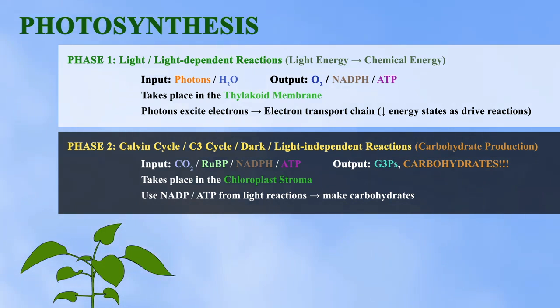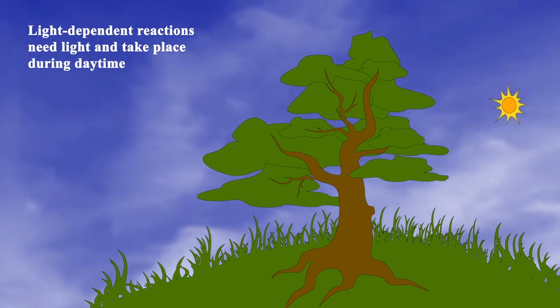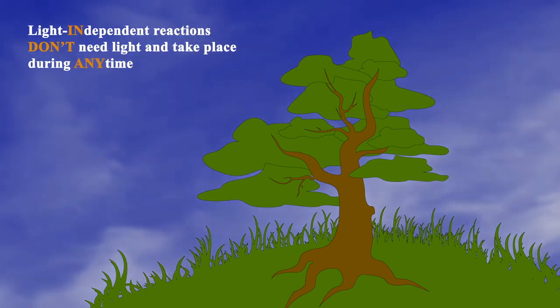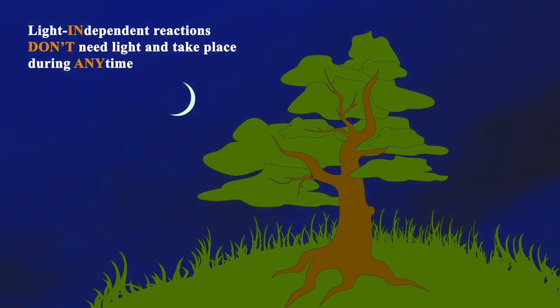Meanwhile, the light-independent reactions, often referred to as the Calvin cycle, involve the input of the high-energy molecules produced in the first phase, as well as carbon dioxide and RuBP, to produce carbon-based molecules the plant can use, such as glucose. These reactions take place in the chloroplast stroma. Light-dependent reactions need light and take place during the day. Light-independent or dark reactions don't need light, so they could take place any time.